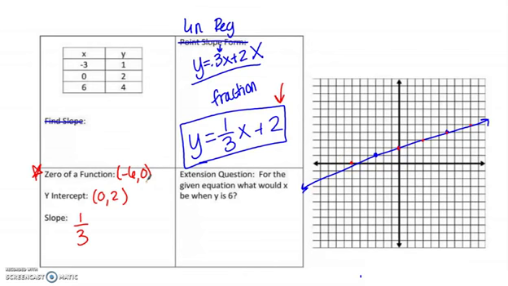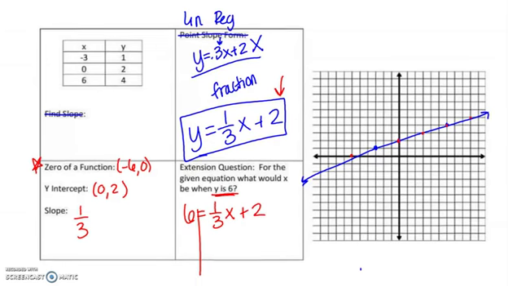All right, for the given equation, what would x be when y is 6? What would x be when y is 6? So for that, I do this, but instead of plugging in for x, I plug in for y. Y is 6. We're going to solve this. And this freaks some of y'all out, but we're going to be okay.